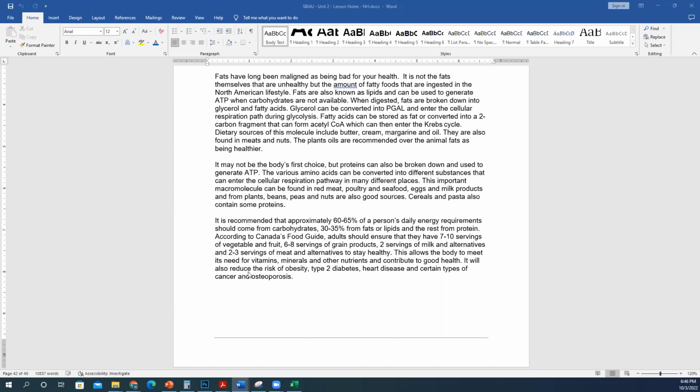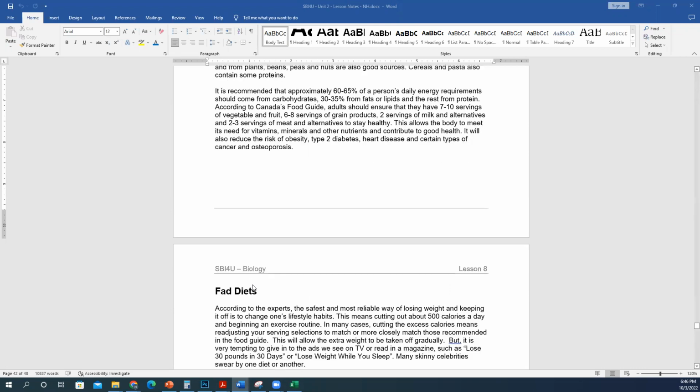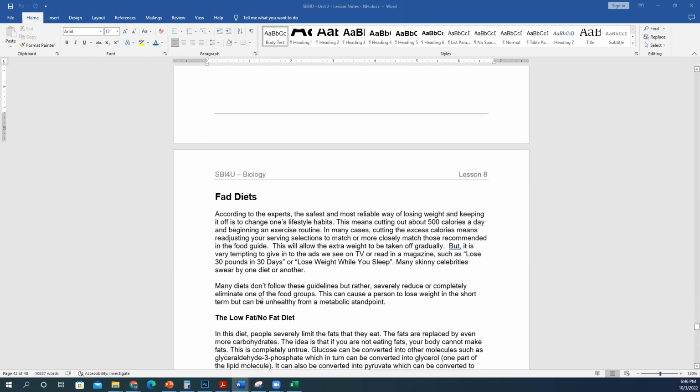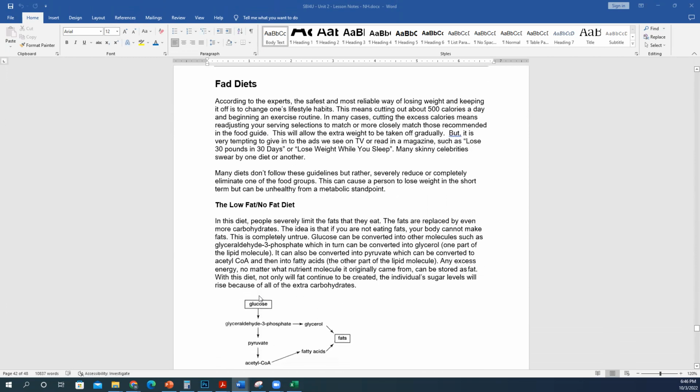In this way, we also reduce the risk of obesity and type 2 diabetes, not to mention heart disease and certain types of cancer and osteoporosis. Now, what about these fad diets?